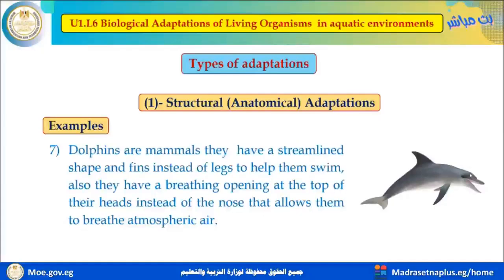If you look at the top of the dolphin's head, you can find an opening. This opening helps the dolphin to breathe atmospheric air, because the dolphin is not a fish. No, it is a mammal. But there is a structural adaptation that happened to the dolphin. Instead of having legs, it has fins. Instead of having gills, it has an opening and it has lungs to respire what? Yes, the atmospheric air.